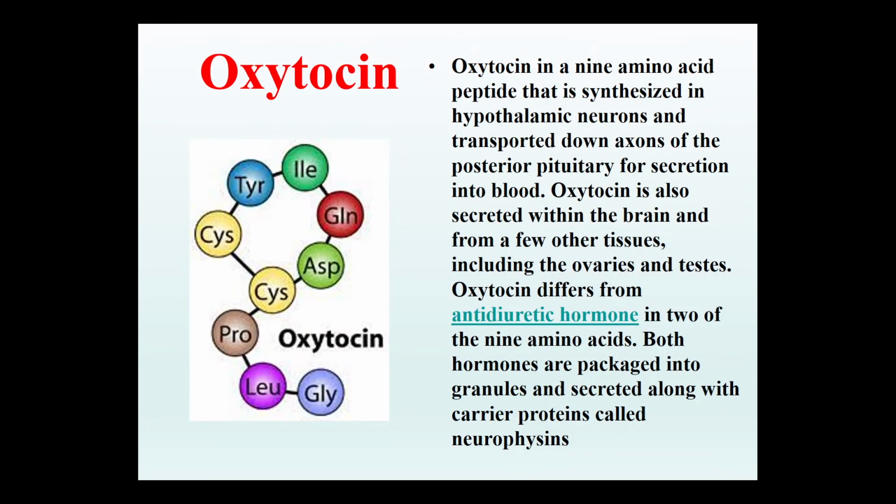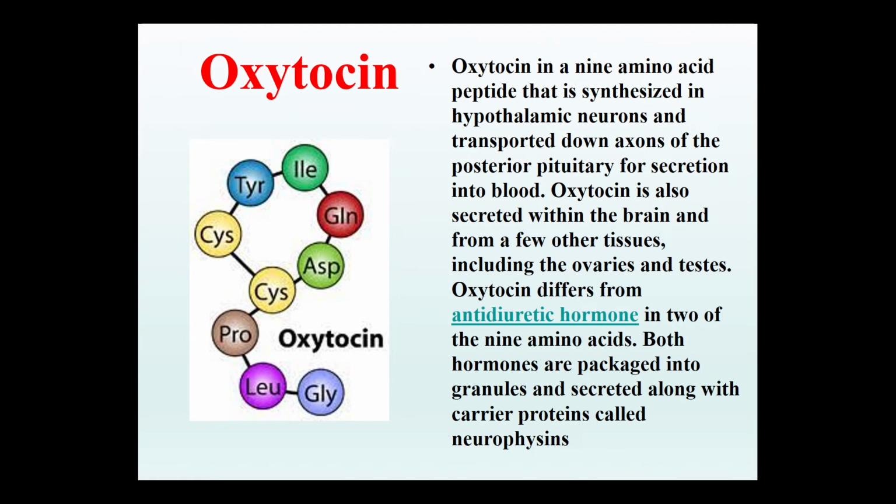The next hormone which is produced from the posterior pituitary is oxytocin. It's the same type of peptide, consisting of 9 amino acids. And oxytocin acts on the smooth muscles of the uterus and mammary gland, causes uterine contraction during labor, and promotes milk release during lactation.